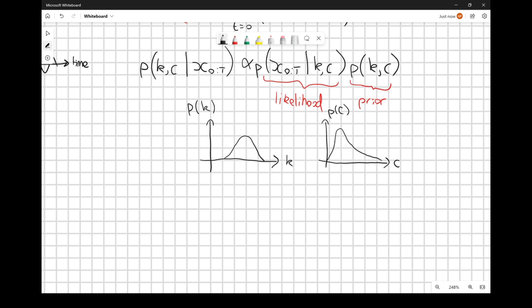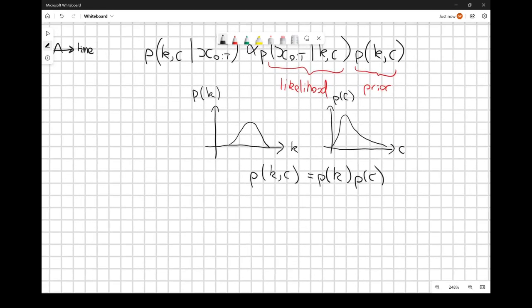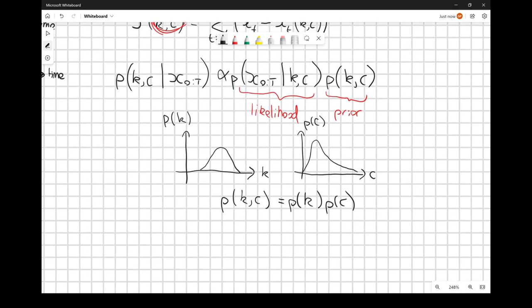And in this case, we've also decided as a prior that the probability of K and C are independent. So probability of K and C is equal to probability of K multiplied by the probability of C. So it's just an example. You might choose something different, and it's kind of up to the user.